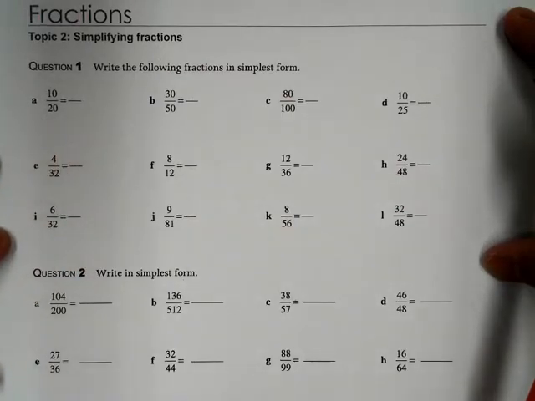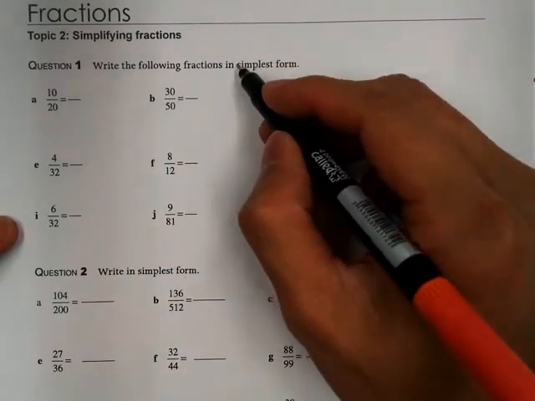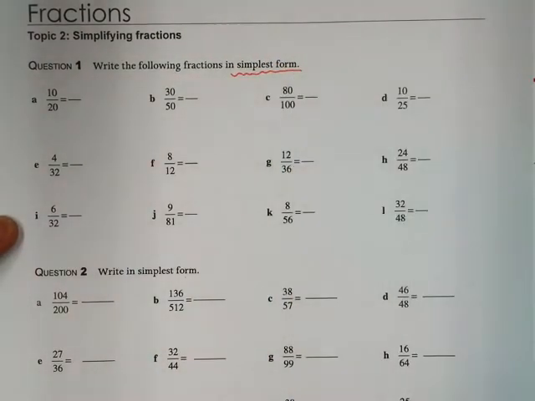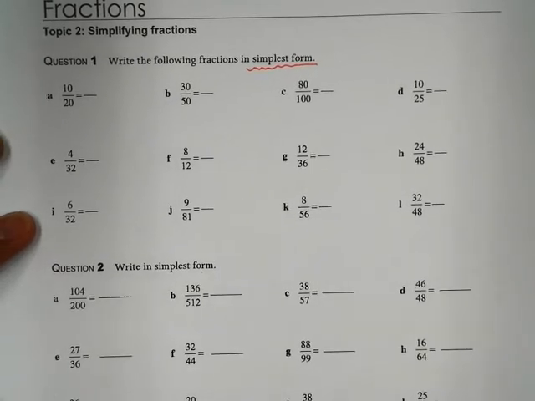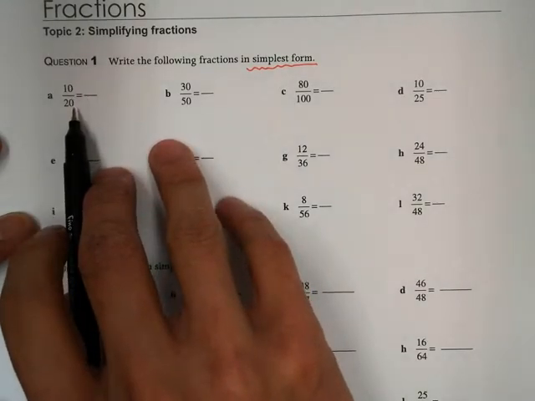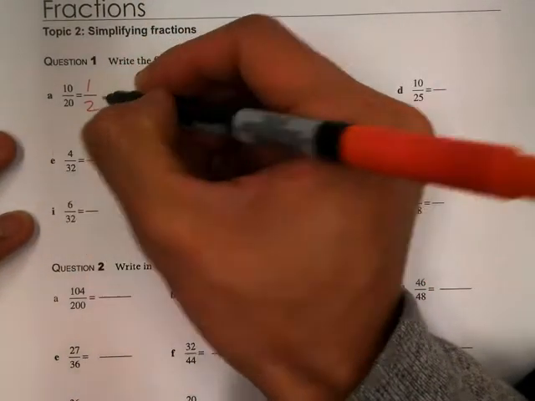Okay, page 2 is simplifying the fraction. When we simplify, the key is to make it simplest form. Simplest form means you cannot simplify that fraction further. So the first one, we have 10 out of 20. It's quite obvious, it's half.